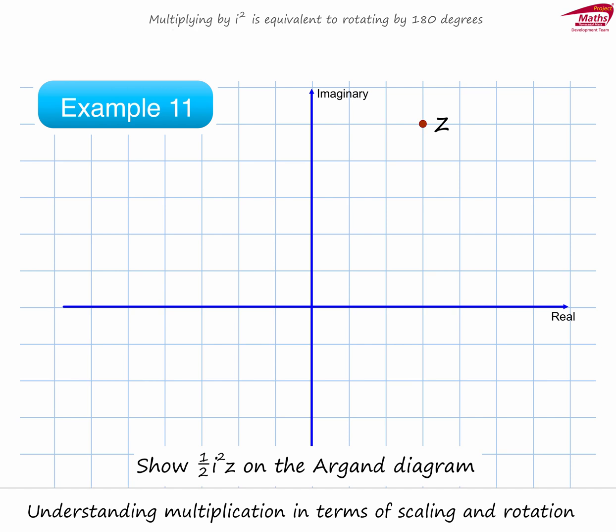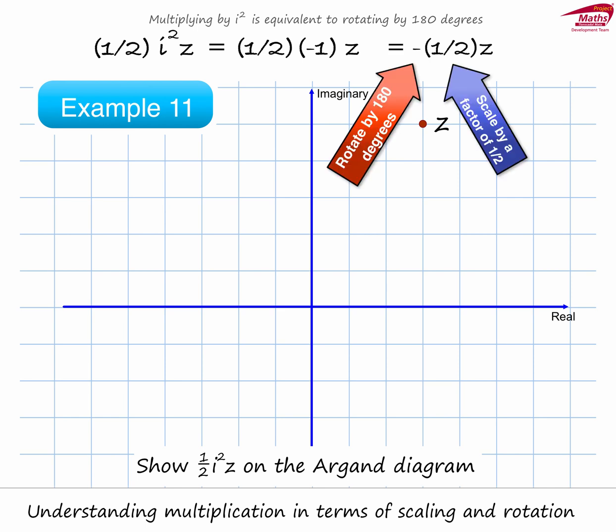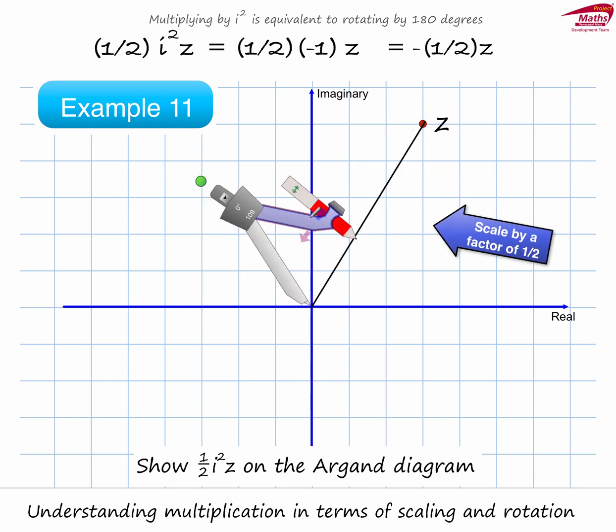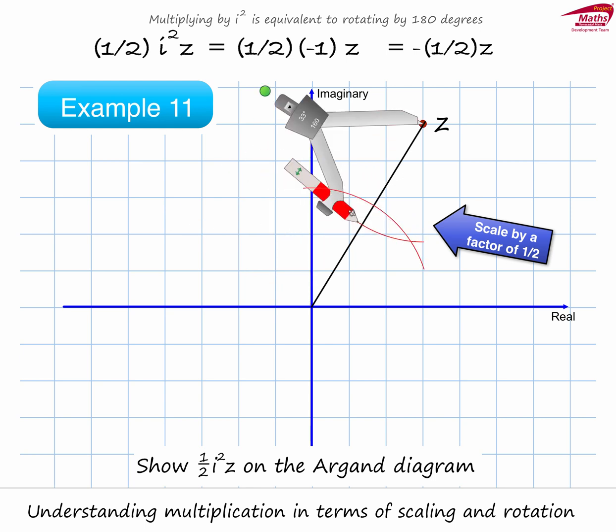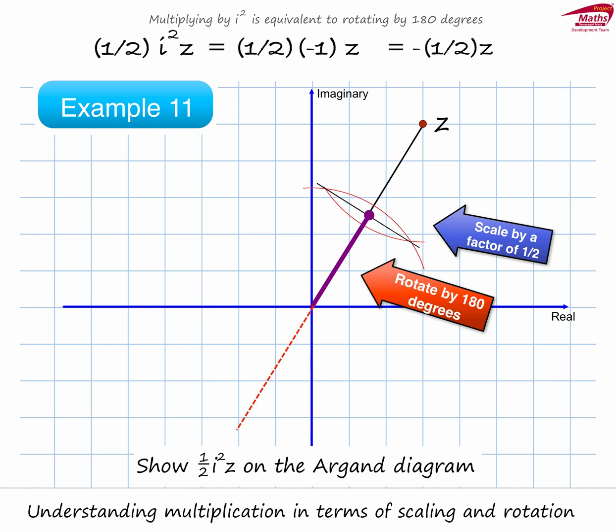Example 11. This Argand diagram shows us the position of z. We are asked to show the position of a half i squared z on the same Argand diagram. But i squared is negative 1, so a half i squared z is the same as minus a half z. This involves scaling and rotating. First, we will scale it by a factor of a half, and then we rotate it by 180 degrees.